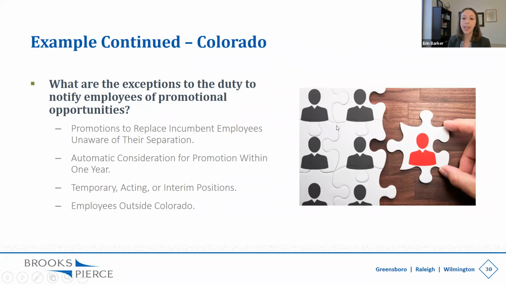And then you also don't have to provide notice of promotional opportunities to employees outside Colorado. And this one gets a little bit tricky. Like, you have to notify your Colorado employees of promotional opportunities that may exist outside Colorado that they may be eligible for, but you don't have to notify employees outside Colorado. So this is one of those considerations of, if you are looking to comply with this law, do you want to provide notice to all your employees and have sort of a central job posting site, or do you want to set up some sort of system to provide notice just to your Colorado employees, especially if you only have one office or one employee in Colorado? So that's a consideration as well.